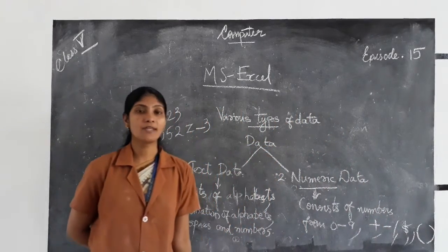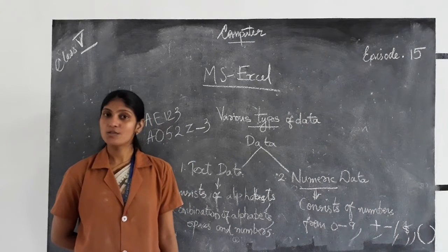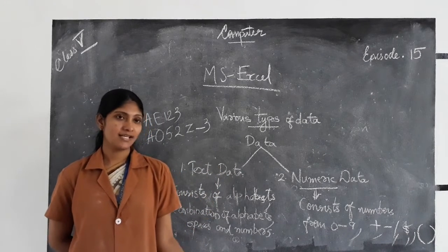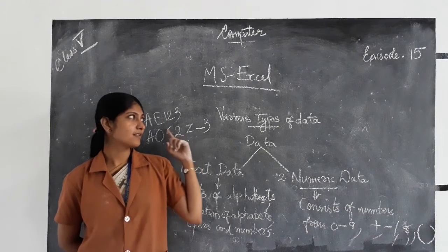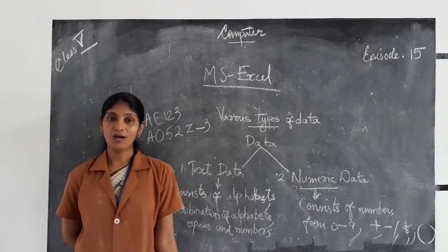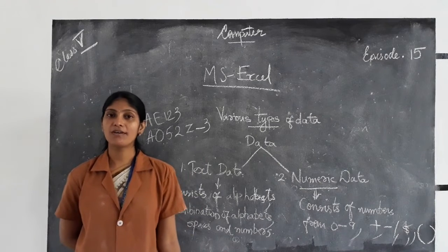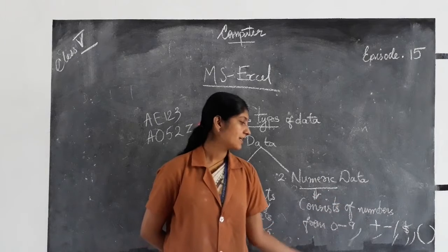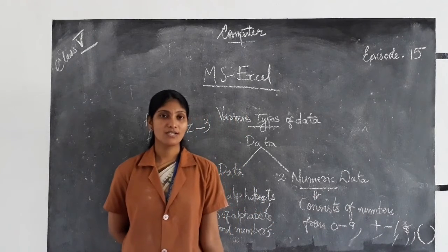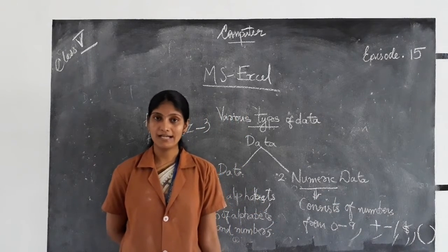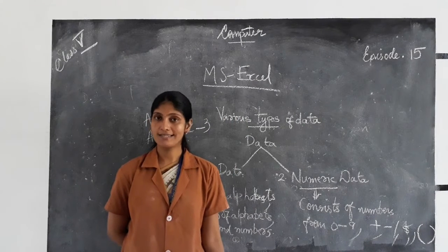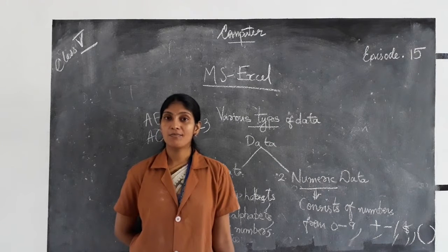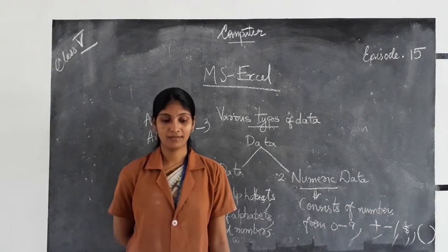So once again, how many classifications of data? There are two types of data. What are they? Text data and numeric data. Can you give some examples of text data? These are the examples. They consist of alphabets, then combinations of alphabets, numbers and spaces. Then numeric data consists of numerics or numbers, from 0 to 9, and also plus, minus, comma, dollar symbol, percent symbol, then open left bracket, right bracket, etc.